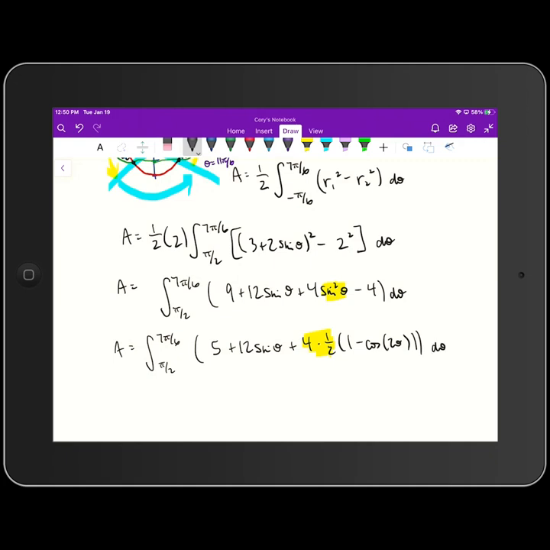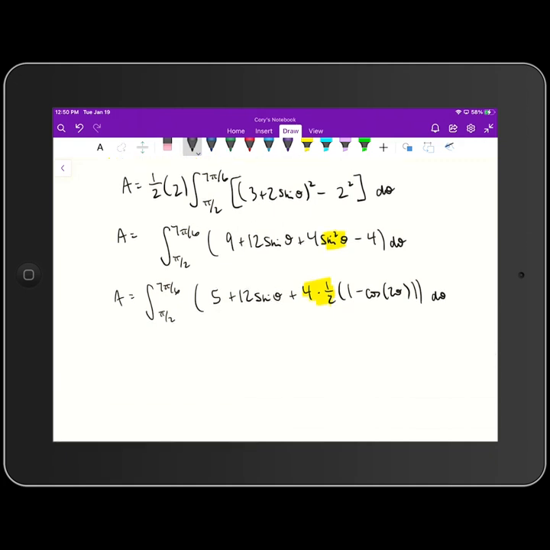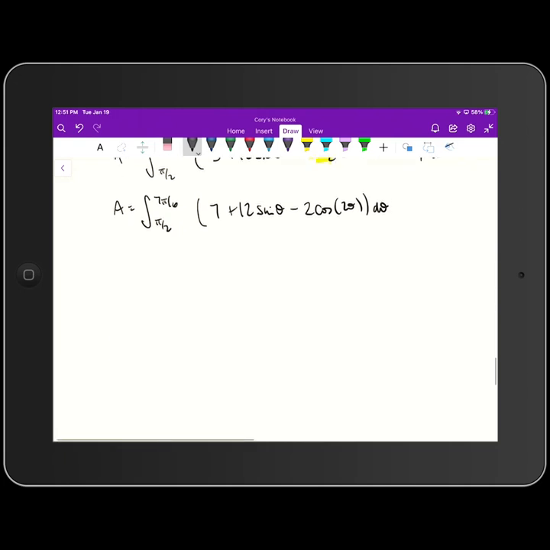All right, so I'm going to combine a couple of things in one here. I'm going to go ahead and combine the constant terms. So the area here is going to be the integral from pi over 2 to 7 pi over 6. 4 times 1/2 is 2, and when I multiply 2 times 1, that's 2. 2 plus 5 is going to be 7, plus 12 sine of theta, minus 2 times the cosine of 2 theta, which we're integrating with respect to theta. And now we have this written where we can integrate term by term.